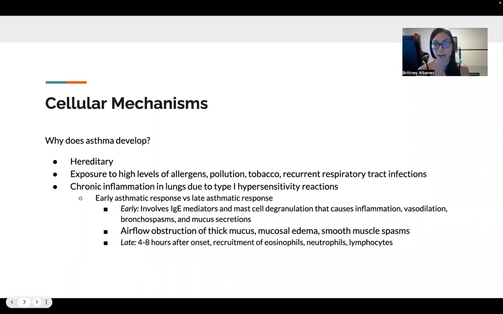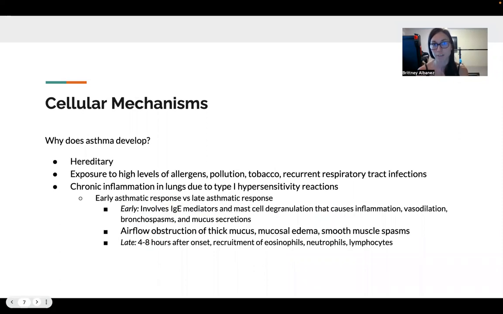Asthma is typically a genetic disorder. Other factors can be allergen exposures, air pollution, exposure to tobacco smoke, recurrent respiratory infections, and obesity. Asthma is considered a type 1 hypersensitivity, and there are 2 responses that are typically involved. The first response is an early onset.